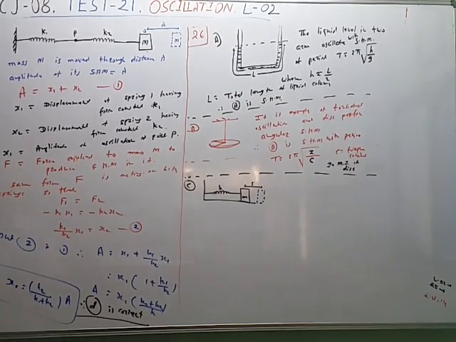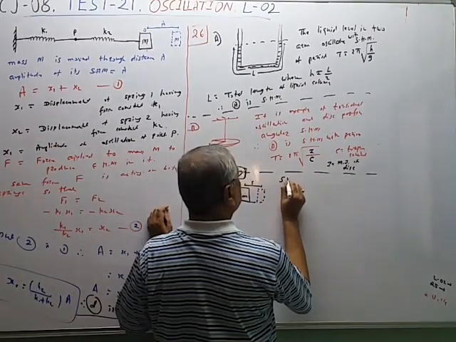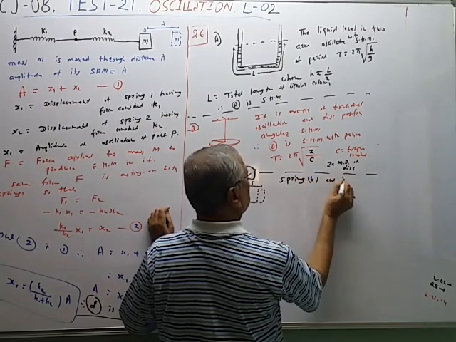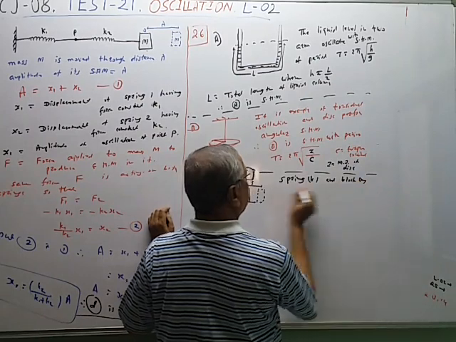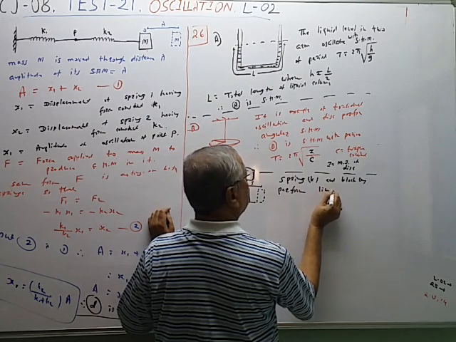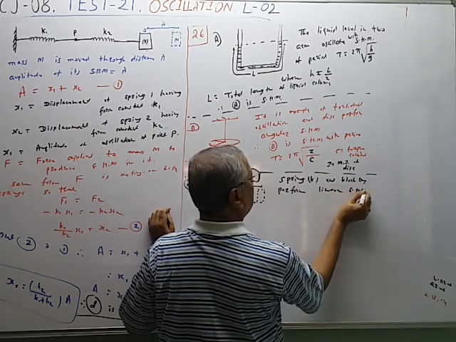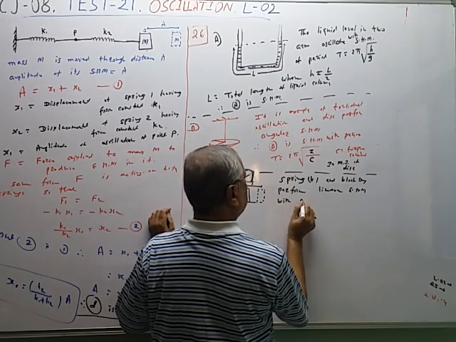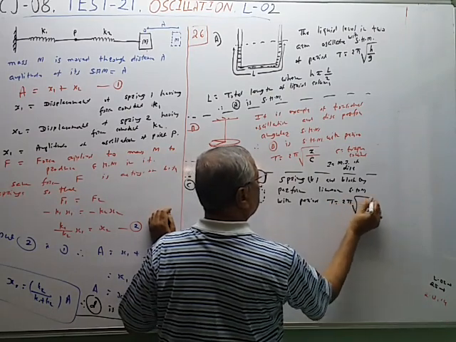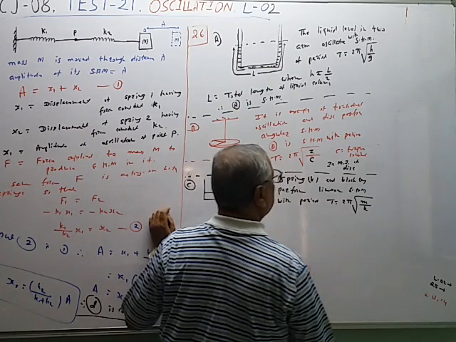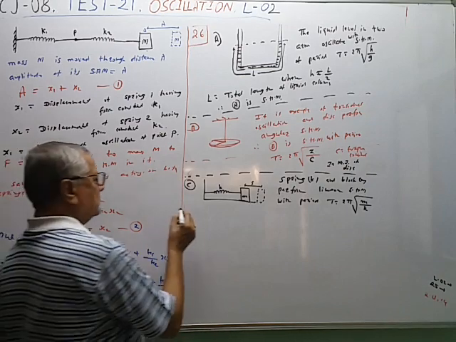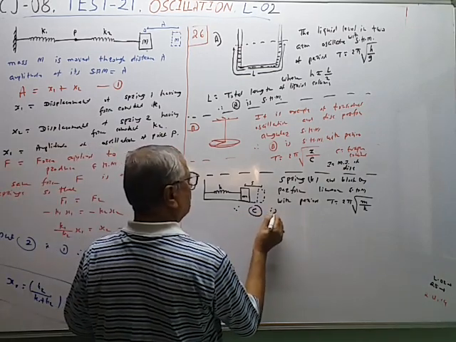Next example, spring and block. Spring and block M perform linear oscillation with period T equal to 2 pi multiplied by under root M by K. Like this. Therefore, C is oscillation.